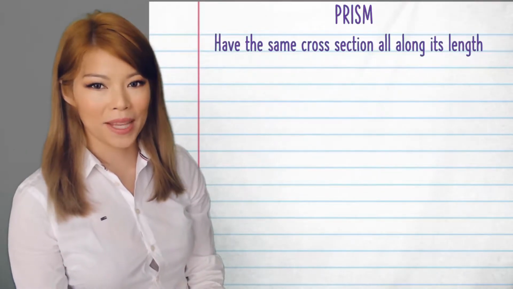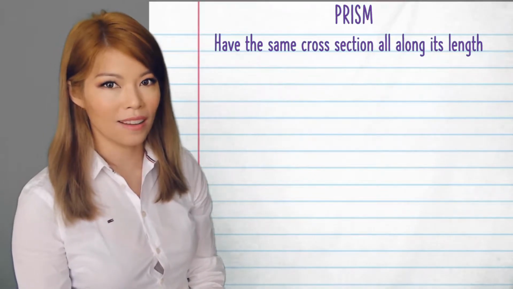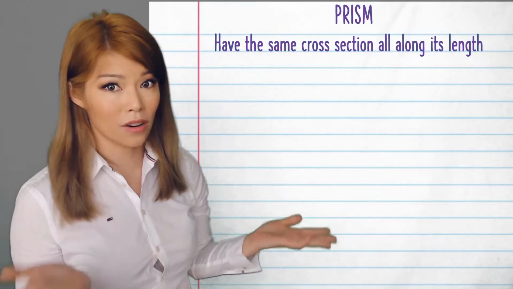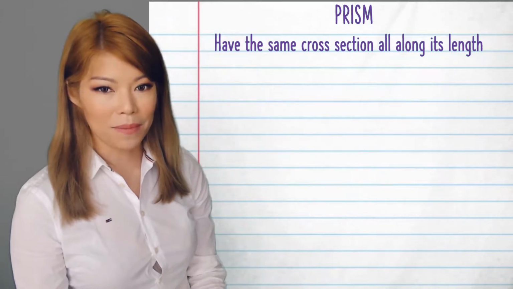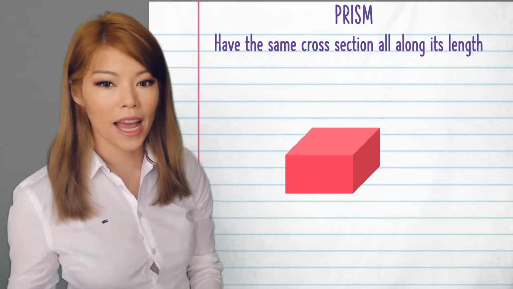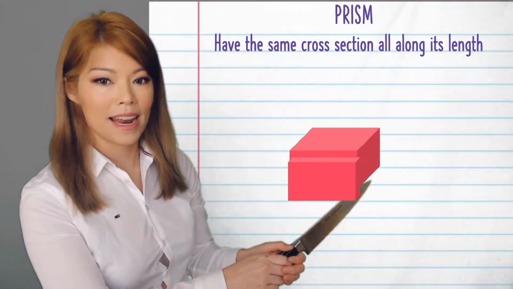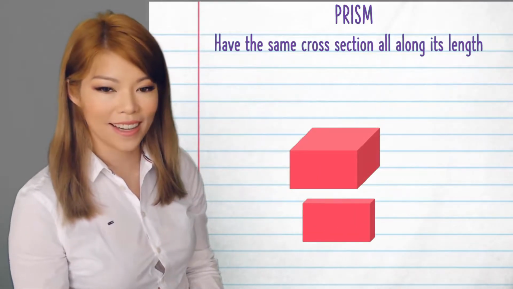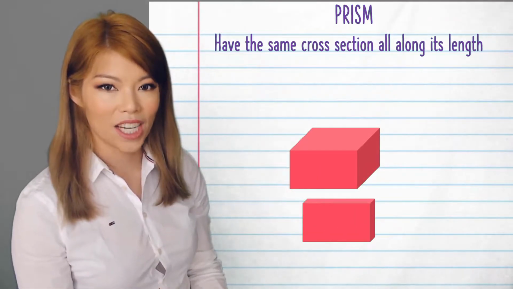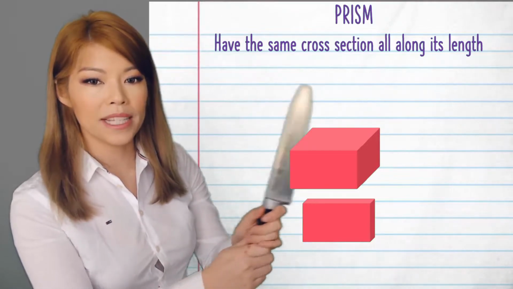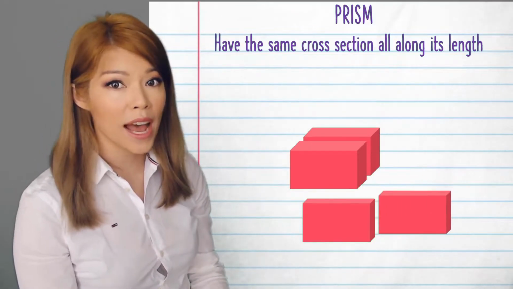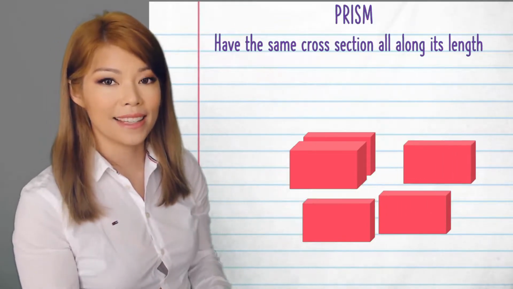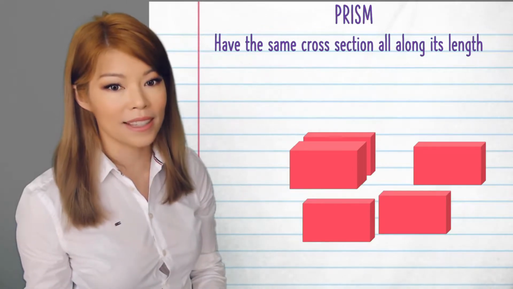Now, prisms have the same cross-section all along its length. What is a cross-section? So here I have a shape. If I chop it, then I will get a cross-section. So that's a cross-section right there. And the shape is a rectangle. Now, a prism means no matter where I cut it, I'm going to get the same cross-section all along its length.